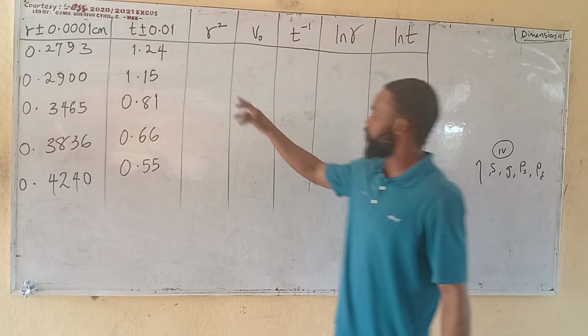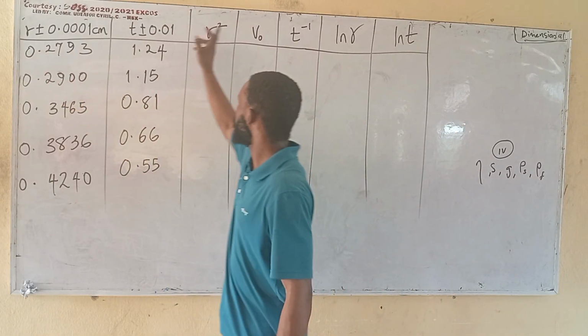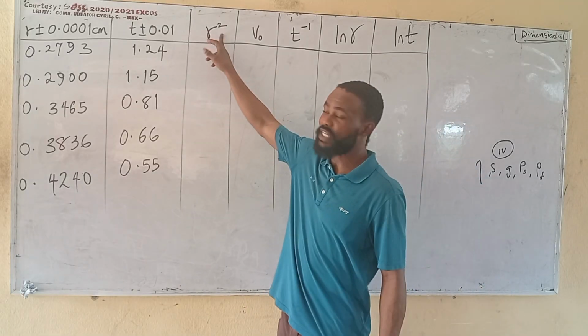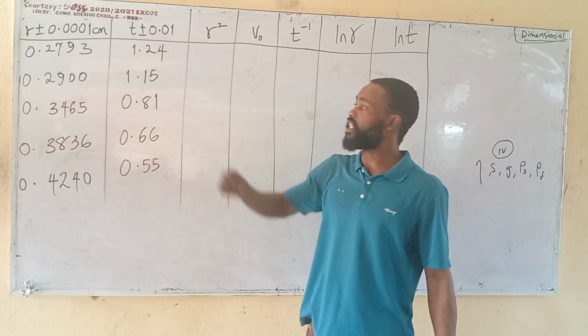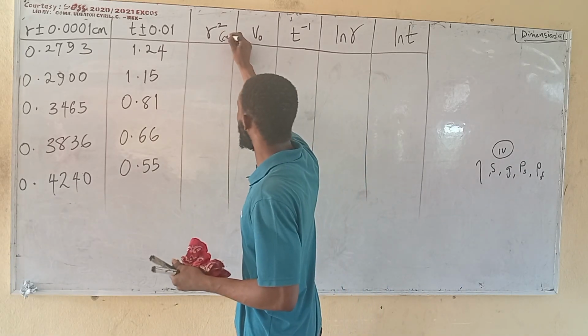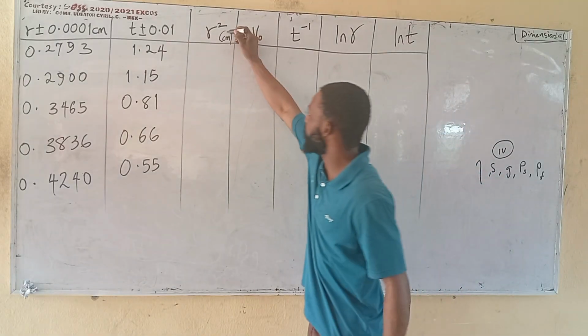Okay, so R square, just do it for me, let's be fast. 0.2793. Square it. This R square, check first of all: did they tell us to convert to meter? No. That means the unit here is centimeter.